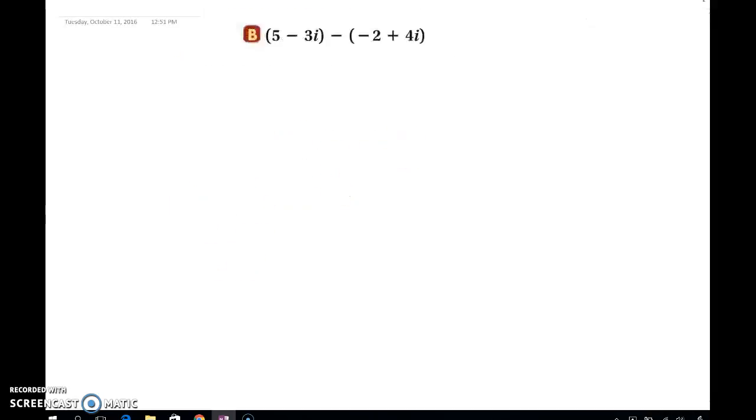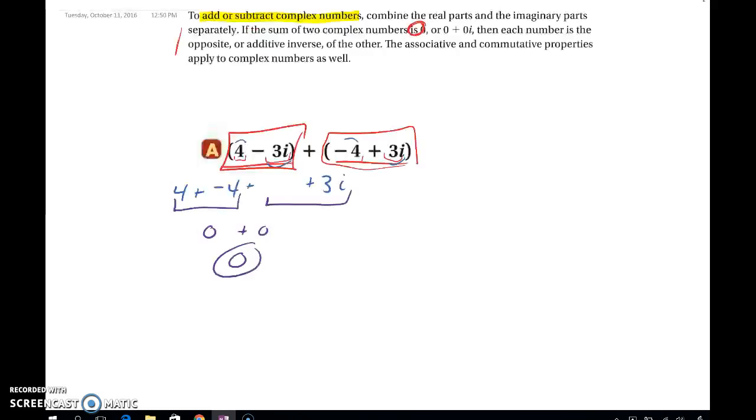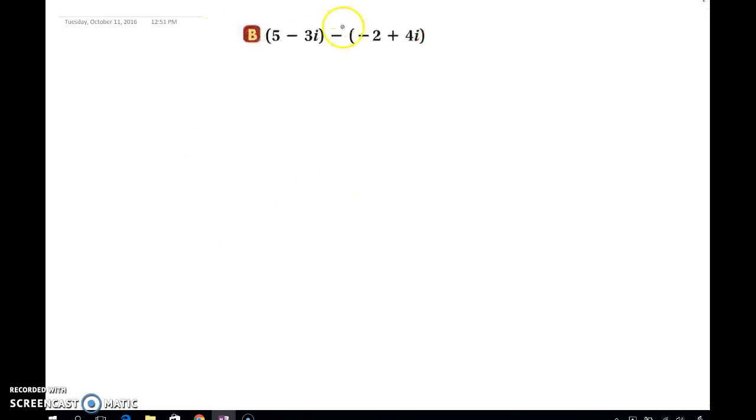All right, so the same thing with this one. You treat it as if it's combining like terms with variables. So we can treat the i's just like a regular x. Now with this one, unlike the last problem, it was plus, this one is minus. So when we do this first, we need to distribute the negative sign in. So we need to distribute that negative into the negative 2 plus 4i. So then we will have 5 minus 3i plus, because we distribute the negative in, negative times negative gives me a positive 2. And then a negative times positive gives me a negative 4i.